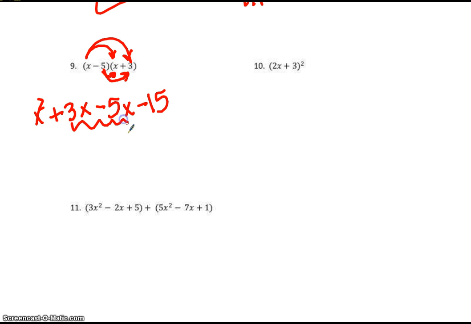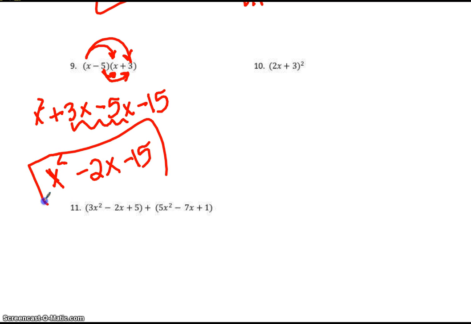The 2 in the middle should always combine on these problems. So bring down your x squared. Okay, 3x minus 5x. 3 minus 5 is negative 2, so it's minus 2x. You do not change the exponent here. The only time the exponent changes is if you are multiplying. And then bring down your minus 15, and that's your answer.